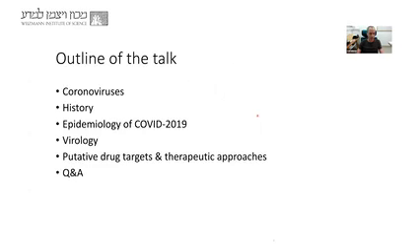So the outline of my talk today is to discuss a little bit about coronaviruses in general, talk about the history of coronaviruses, which is quite long. We'll review the current epidemiology of the disease. I will touch briefly on the virology aspects of this virus. And then I will devote some time to talk about the putative drug targets that we can use in order to stop this virus, and other therapeutic approaches. And as Zohar mentioned, we'll have some time for questions and hopefully also answers at my lecture.